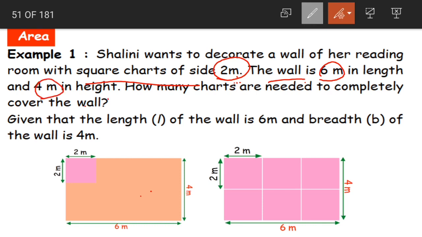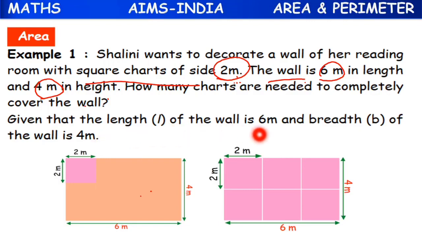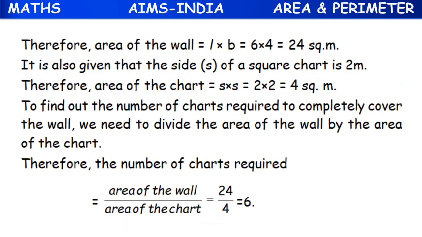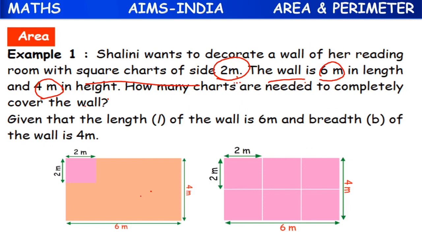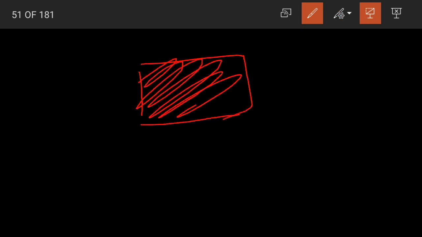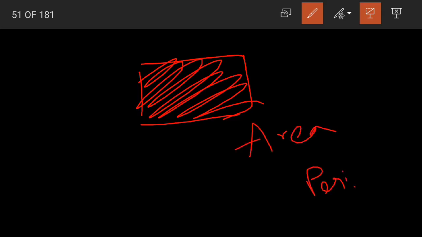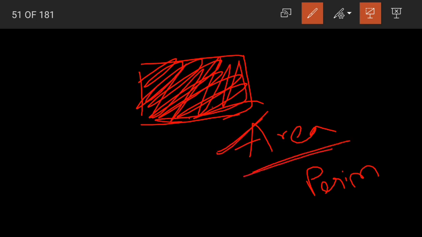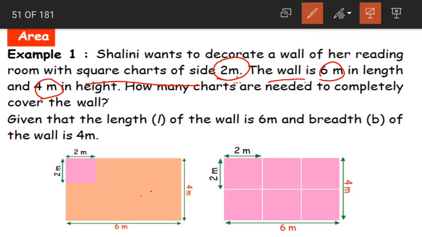Yes, what is given? The length of the wall is 6 meters and the breadth of the wall is 4 meters. Again, what does Shalini want to do here? She wants to decorate her whole wall. This is her wall. She wants to decorate the entire wall with square sheets. Now tell me, what will we use? Will we use the area or the perimeter? We will use area. Yes, here they are saying the entire wall, so that is why we are going to find the area of the wall first.